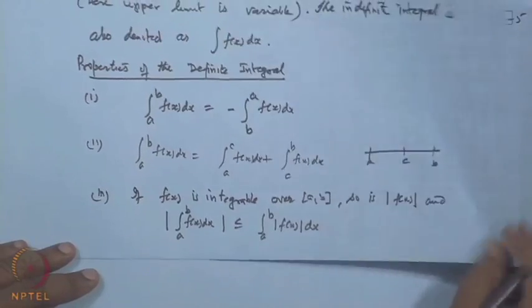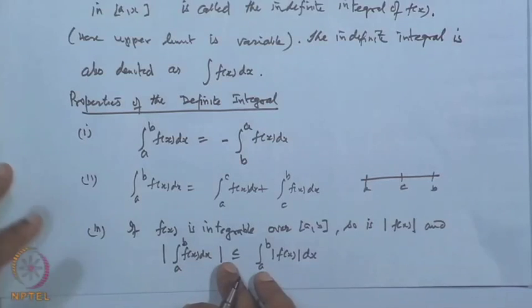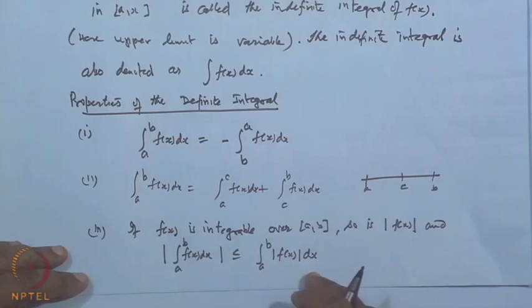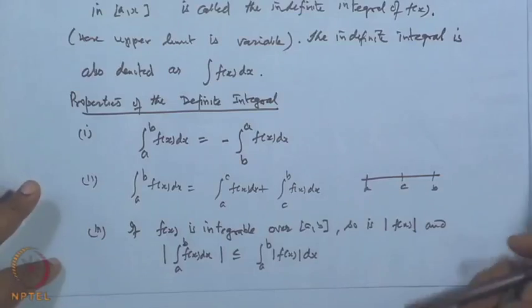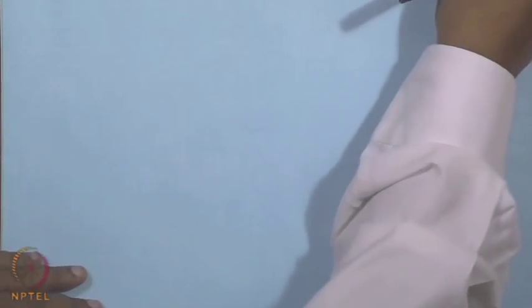Again, this result follows from the definition, because when you start with the definition and take the limit of this sum, the limit is a continuous function, and modulus is also a continuous function. So you can take the limit of the modulus inside the limit and then the summation sign, and you will get this result quickly. So there is not much problem.